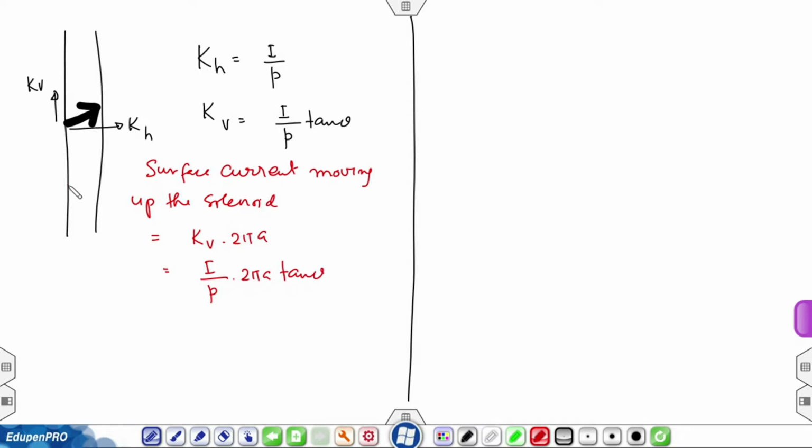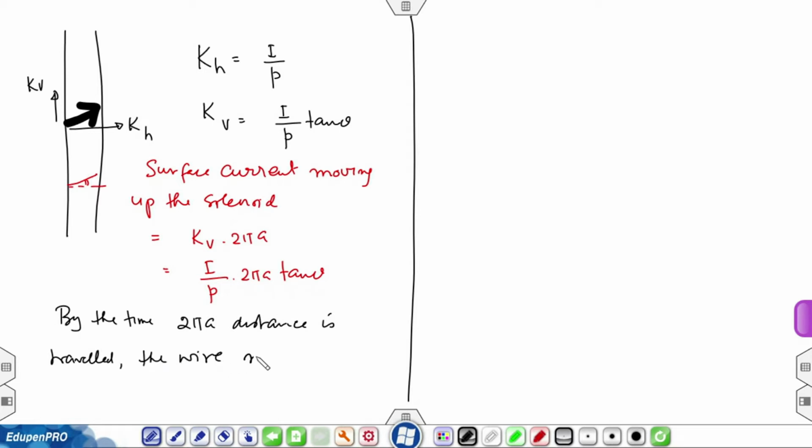Look at this. This angle is theta. So, by the time 2 pi A distance is travelled, the wire moves up by P.